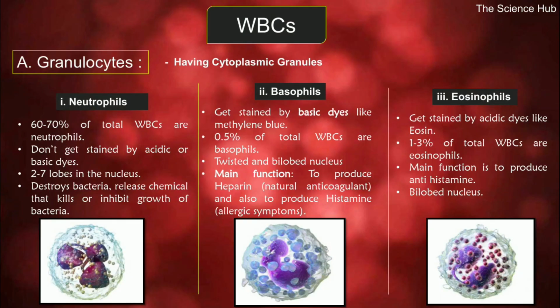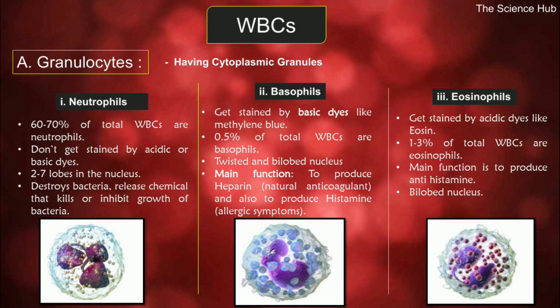Granulocytes. They are those WBCs which have cytoplasmic granules. They can be further categorized into neutrophils, basophils, and eosinophils. Neutrophils make up 60 to 70% of the total WBCs. They do not get stained by acidic or basic dyes. They have 2 to 7 lobes in the nucleus. They destroy bacteria and release chemicals that kill or inhibit the growth of bacteria.